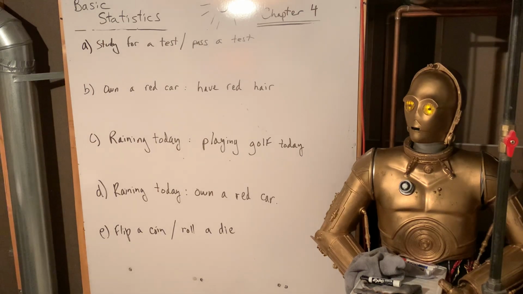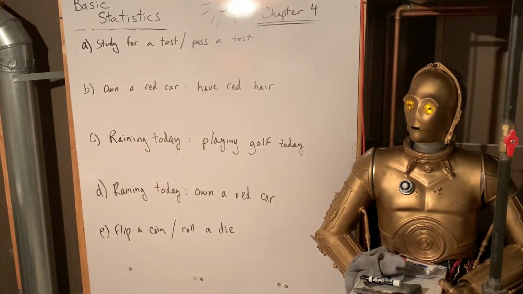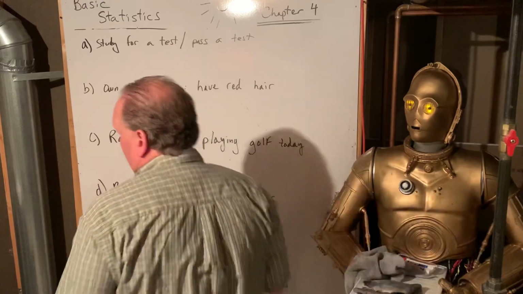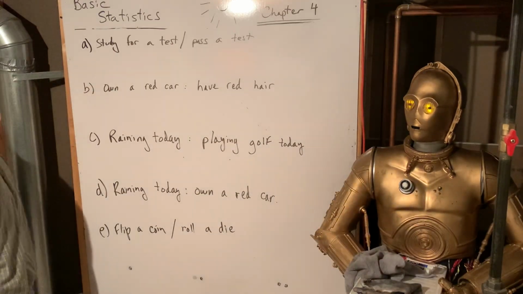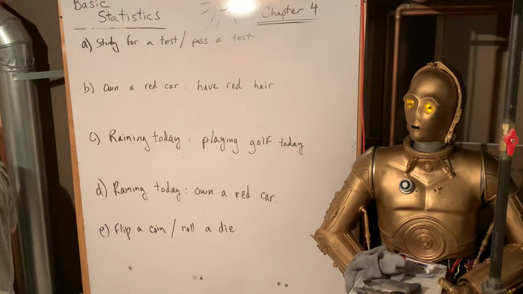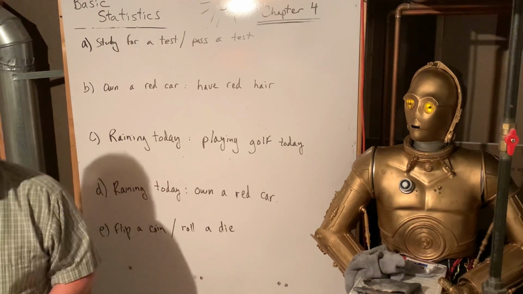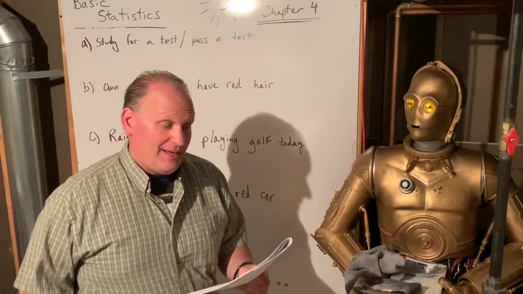All right, we're back. This is 4.3. We're in chapter 4, page 8 of the note packet. And actually page 7, sorry, page 7, 4.3, multiplication rule and conditional probability.